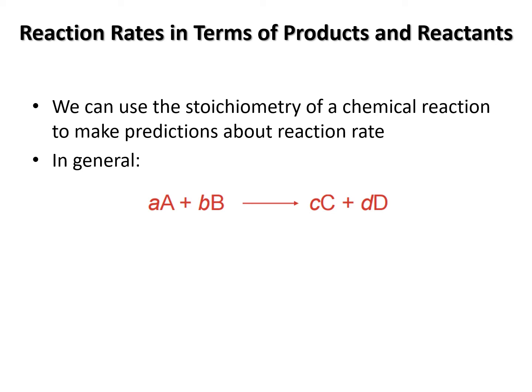So again, the lowercase letters just stand for your coefficients. If you want to figure out the rate, we're going to have some pluses and minuses, because we've got some reactants. These reactants are going to be decreasing and the products are going to be increasing as the reaction proceeds.